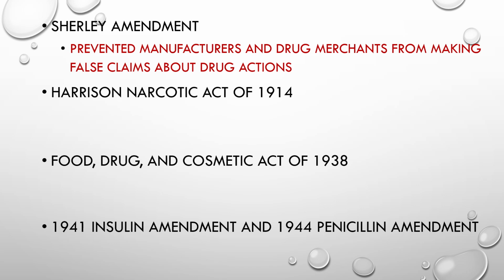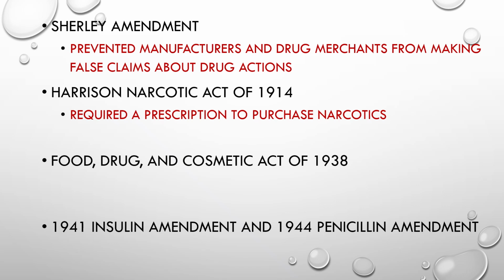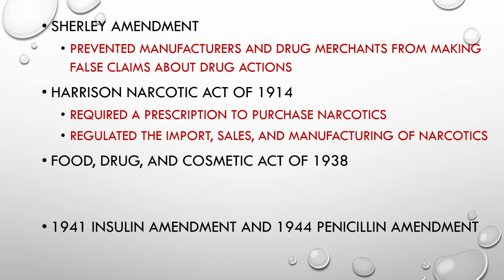Then, unfortunately, narcotics became an issue, especially morphine around this time. So this is close to World War I. So 1914, the Harrison Narcotics Act. This required prescriptions to purchase narcotics. So again, before that, you could get elixirs with morphine in them. So this required that prescription, not through these traveling salespeople. It also regulated the import and sales as well as manufacturing of any narcotic, which were pain medications or anything thought to be addictive.